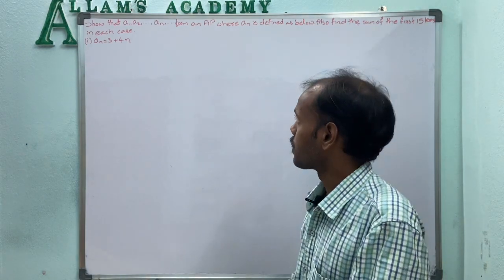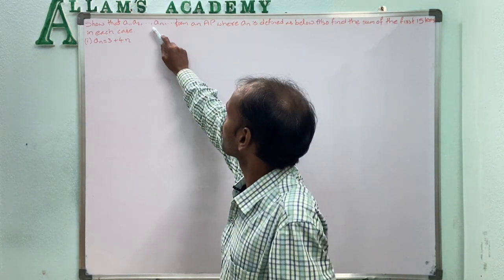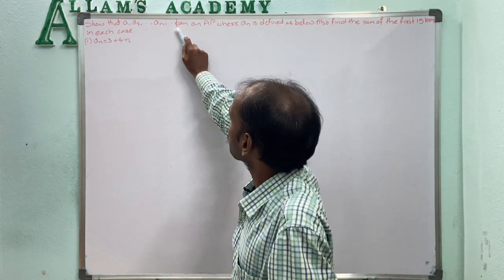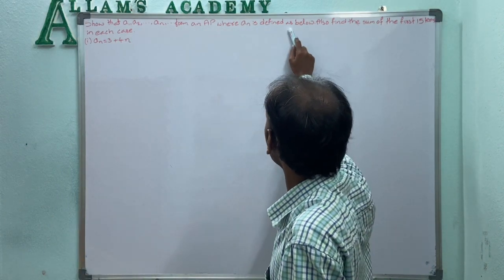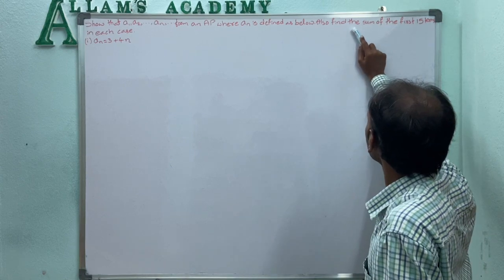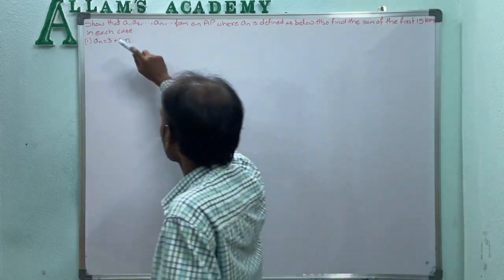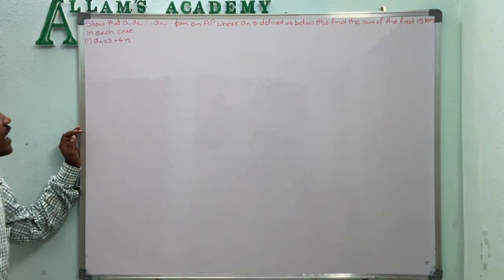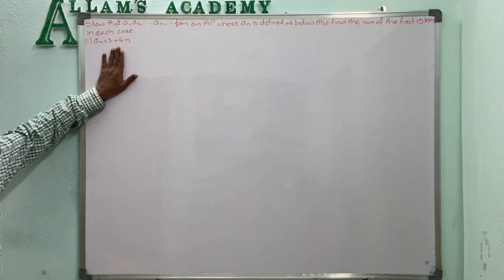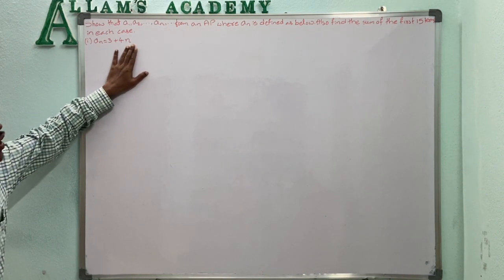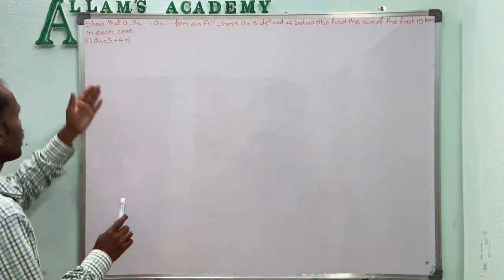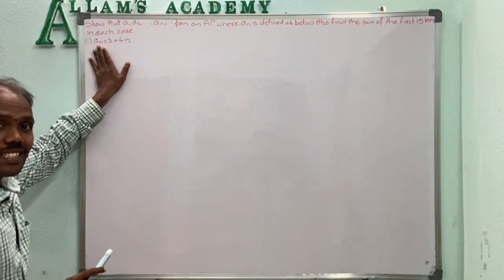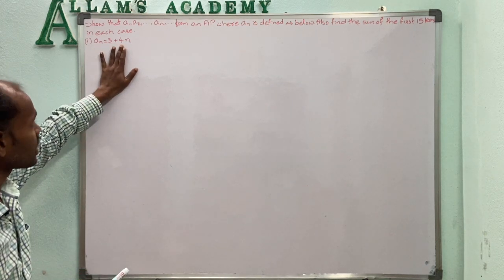Here is the given problem: show that a1, a2, up to an and so on form an arithmetic progression where an is defined as below. Also find the sum of the first 15 terms in each case. Here the nth term is given as an = 3 + 4n. So we have to find the sum of the first 15 terms.